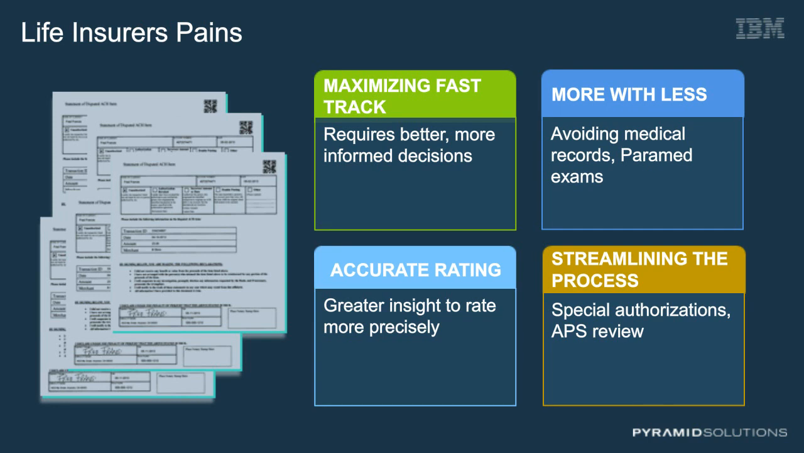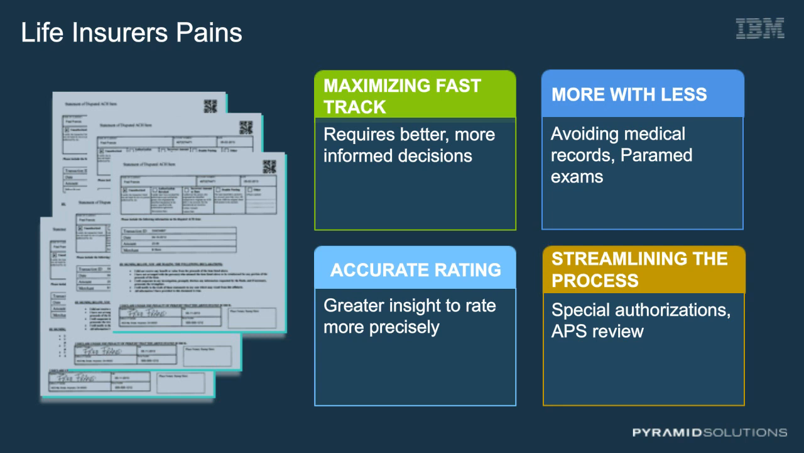So they want a fair amount of their applicants to go through the fast track process, and they have to make sure that they're accurate. They want to avoid as much as possible having to review in detail the medical records. So they want to have as much accuracy as possible.